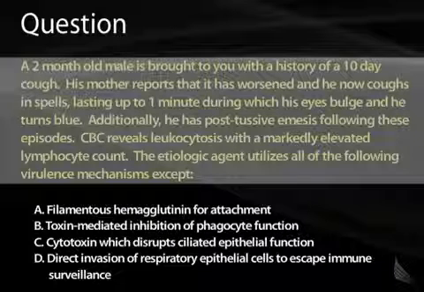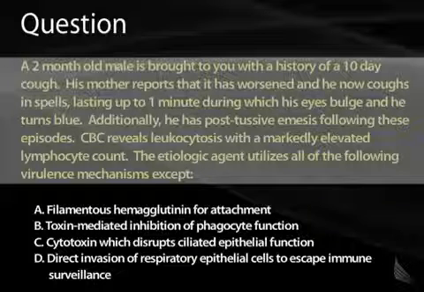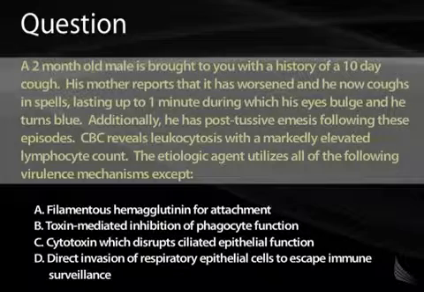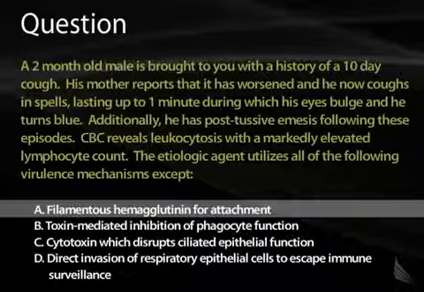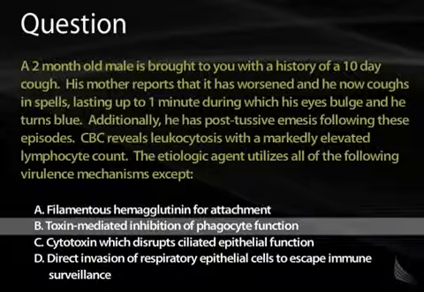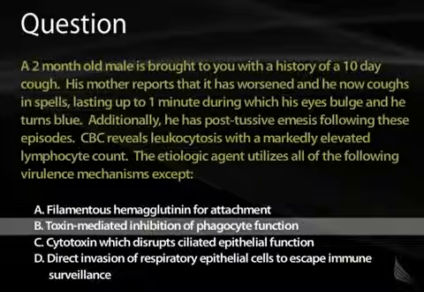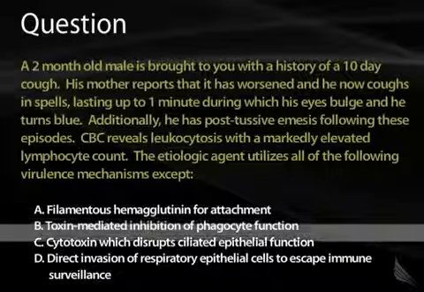So we have here a clinical scenario of pertussis. It's a Bordetella pertussis infection. We talked about a lot of the virulence factors that we use, and so we can go through them one by one. Filamentous hemagglutinin for attachment? Yes, we'll see that in Bordetella pertussis. Toxin-mediated inhibition of phagocyte function? Yes, remember we have the pertussis toxin which increases cyclic AMP.